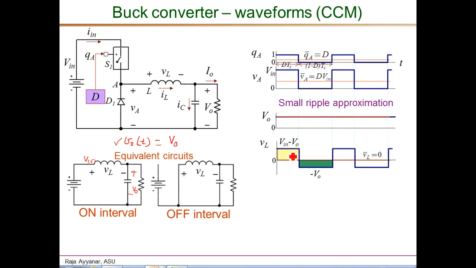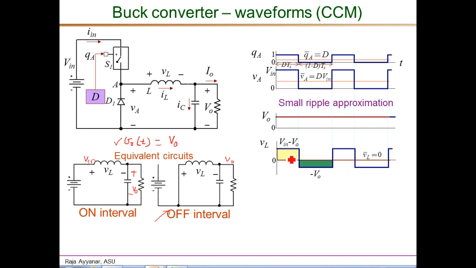This lasts for the duration of D times TS, and when the switch is turned off, then we go to this equivalent circuit for the off interval. Again, in this interval, if you look at the VL waveform, the left hand end is shorted to ground, so it is 0, and the other end is still VO, therefore VL is negative VO as shown here, and this lasts for the duration of 1 minus D times TS, and then the cycle repeats exactly if this is in steady state.